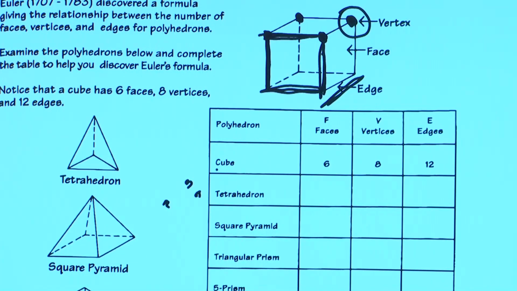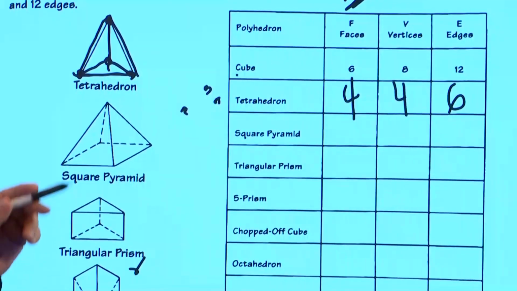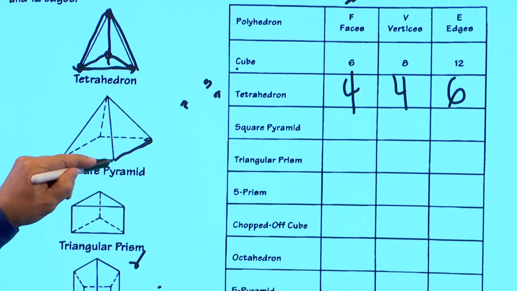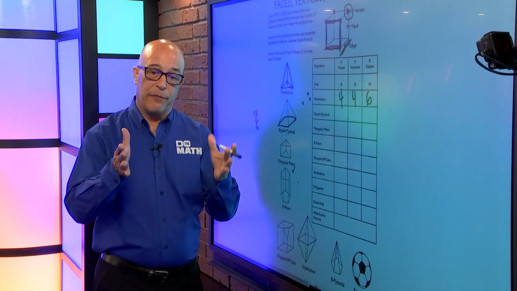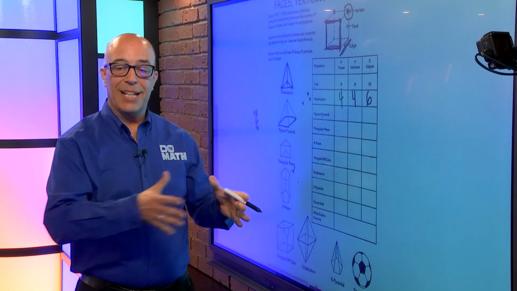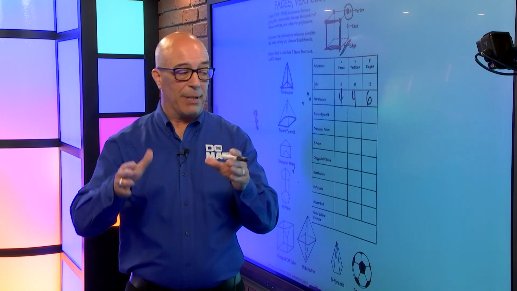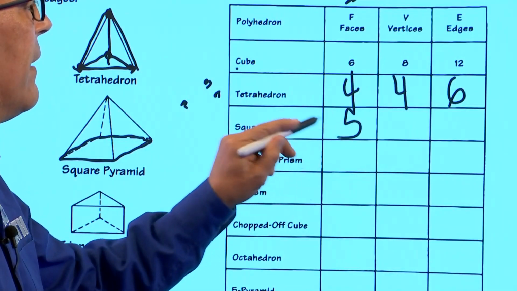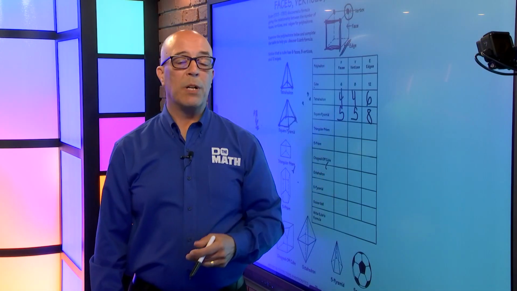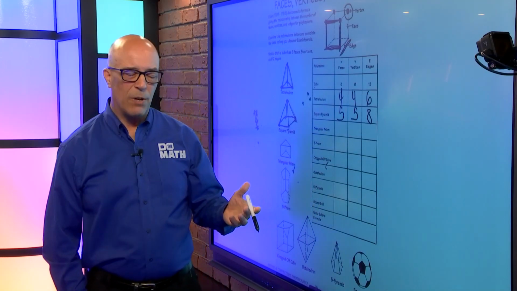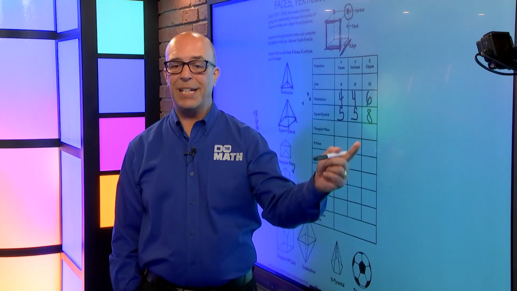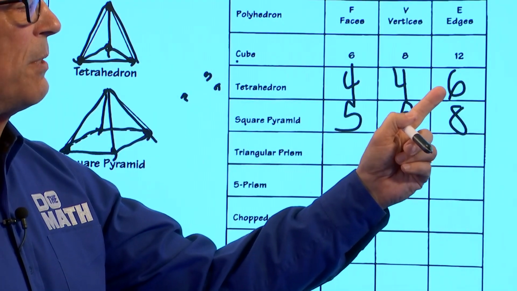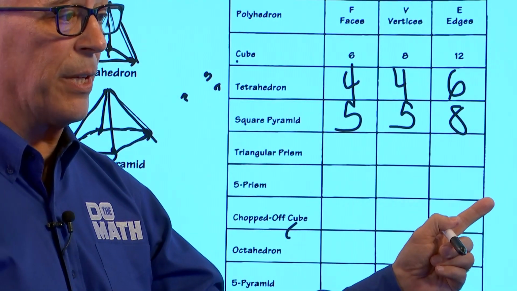A square pyramid. The faces, we know that there is a square base, so that is one face. But if there are 4 edges, that means there are 4 more faces coming up, so there are going to be 5 faces. So now this one is kind of similar to the one above because we've got 2 numbers that are the same, and then the next one increases. This one increased by 2, but this one increased by 3.